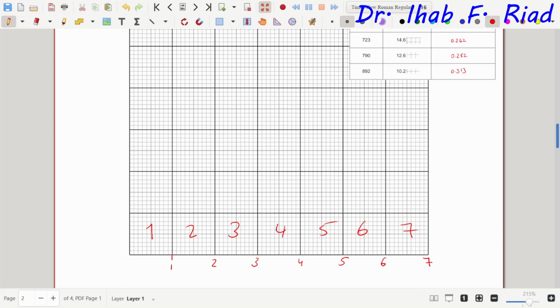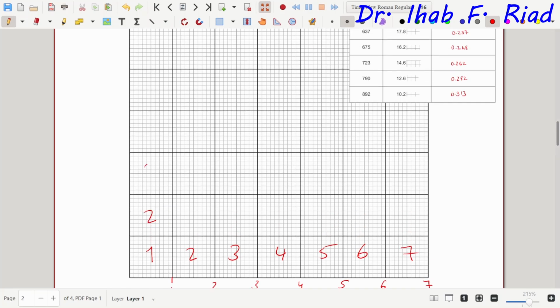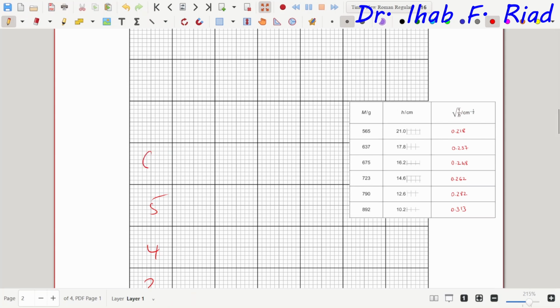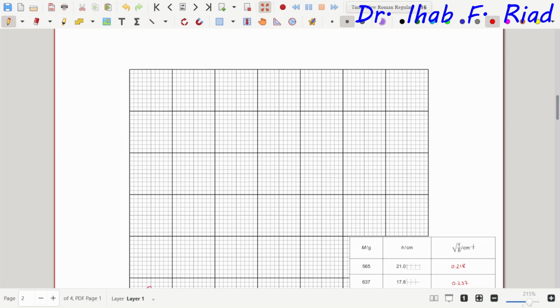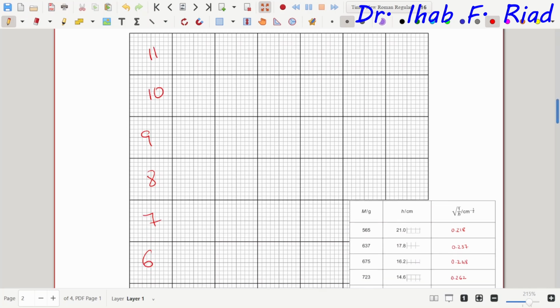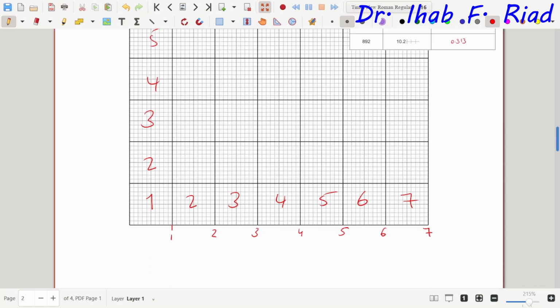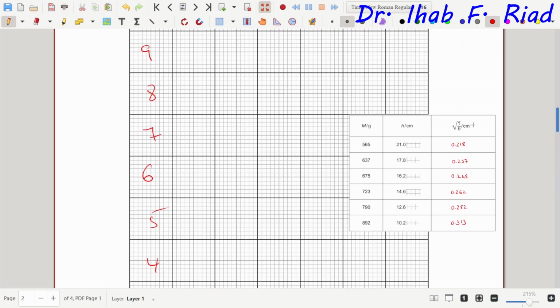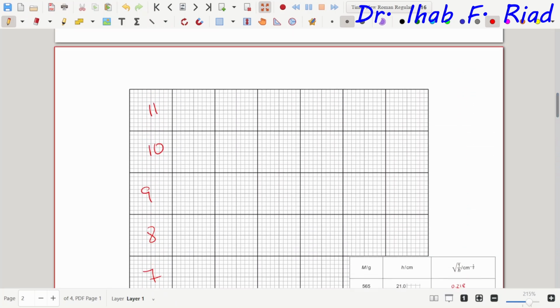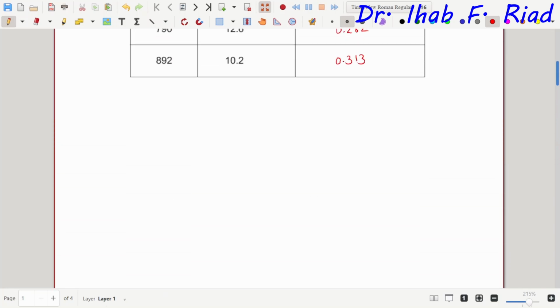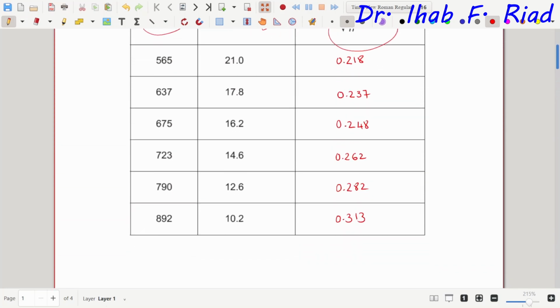What about the y-axis? We have 1, 2, 3, 4, 5, 6, 7, 8, 9, 10, and 11. So we have 11 squares on the y-axis and 7 squares on the x-axis. So how should we choose an appropriate scale to represent the data?